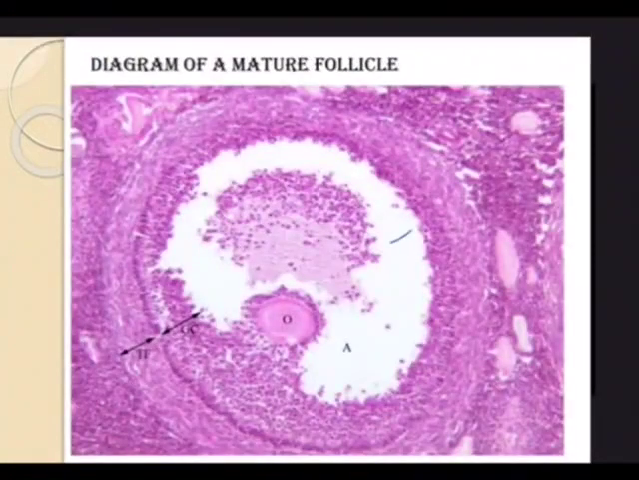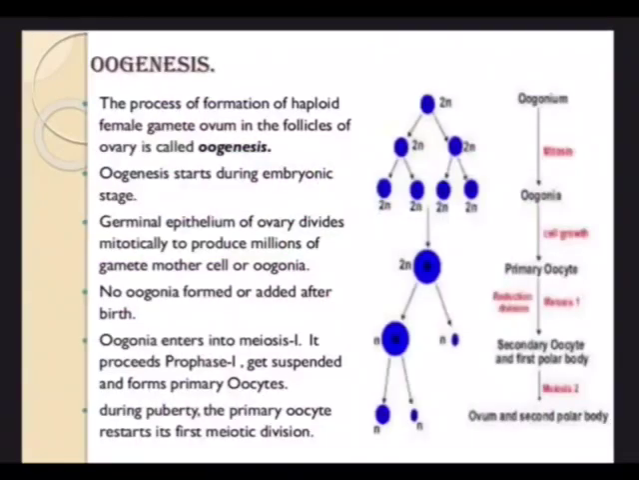Look at this. It is at this stage that a primary oocyte within the tertiary follicle grows in size and completes its first meiotic division. It is an unequal division resulting in the formation of a large haploid secondary oocyte and a tiny first polar body. We'll see this in the next slide.